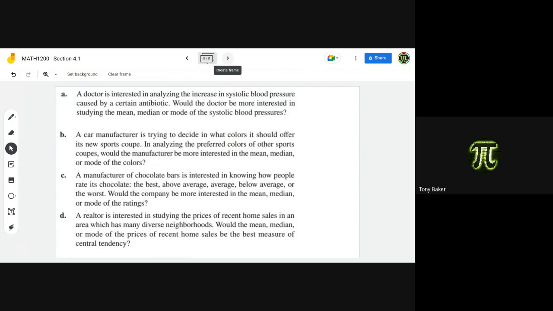One of the most important things you can do is figure out what calculation you're going to do for the data. So if a doctor is analyzing increases in blood pressure, would they be most interested in the mean, the median, or the mode of the systolic blood pressure, which I believe is the top number? Is it the top number? Okay, thank you. Yeah, in this case, they're just looking at the increase caused by it, so the average, you could look at that.